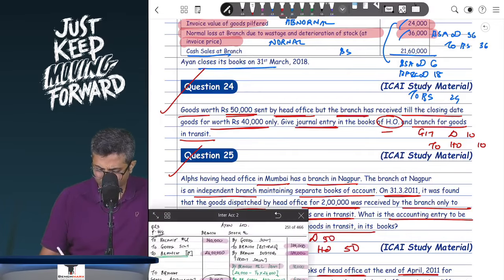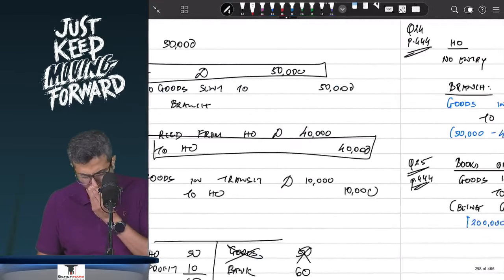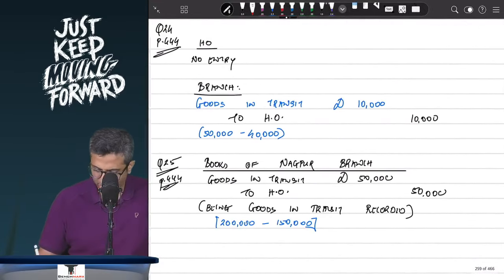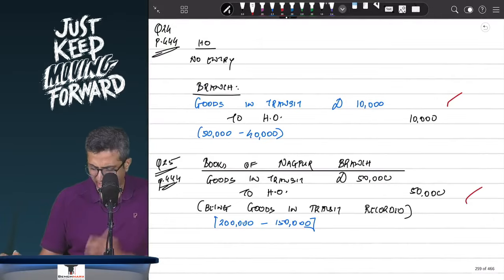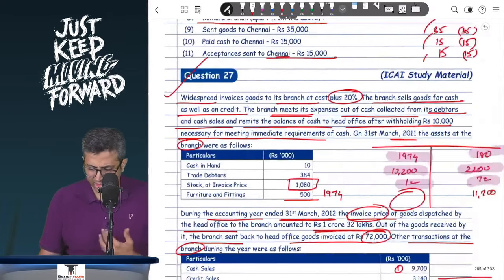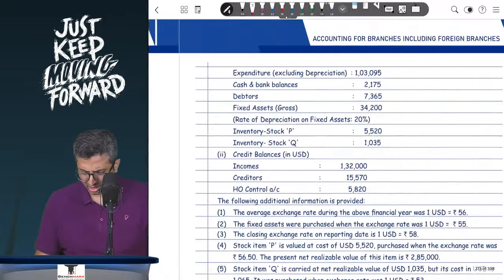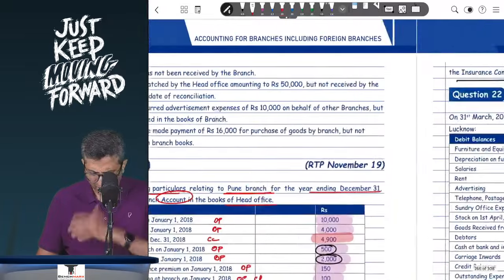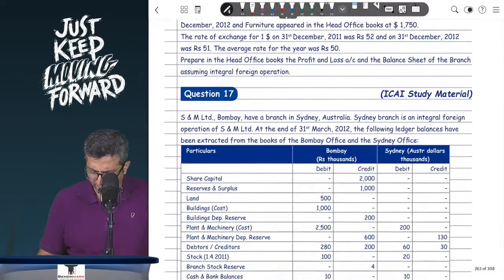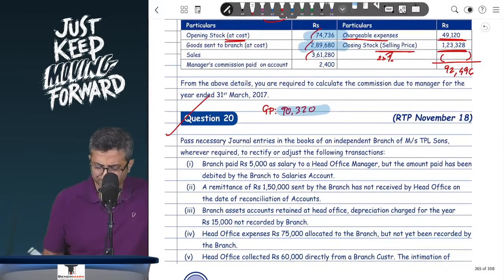So when you review this, these are two fairly basic problems. So 10,000 and then 50,000. Now most of these questions are done over here. The other questions we'll do in some time. Go to question number, I think, 20.